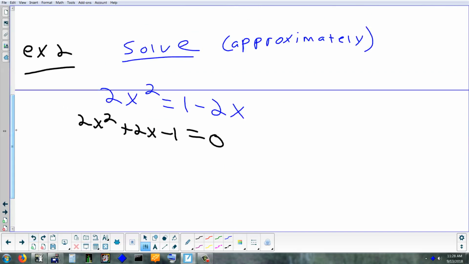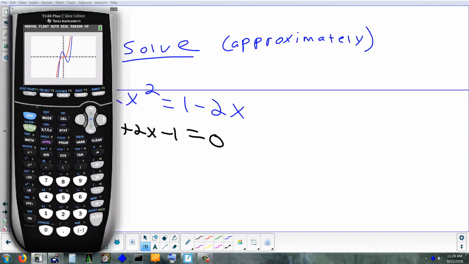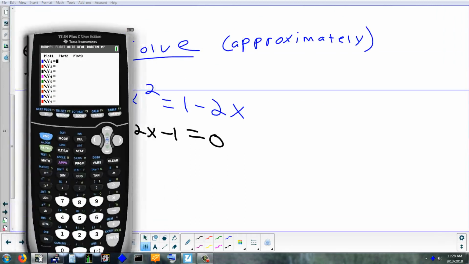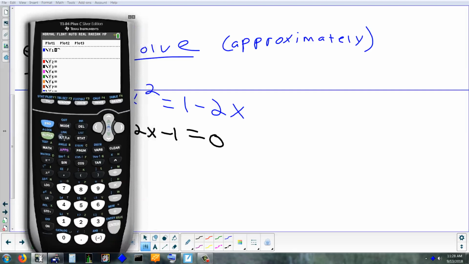Okay, and if it said exact answer, I'd now be plugging into the quadratic formula. Or if I could factor it, I might try that first. But it just says to solve approximately, so let's practice using the calculator. So I'll type it in, and then I'm going to ask somebody what I do from there. So 2x squared plus 2x minus 1. Okay. How about, Jacob, what do I want to do now that I typed it in?